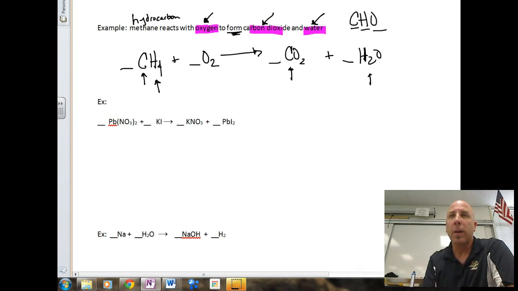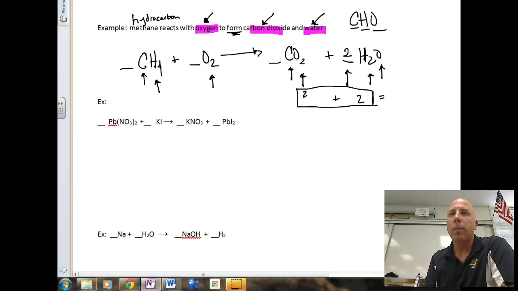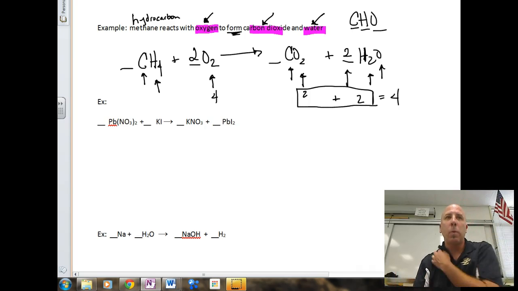On our product side, we have 2 hydrogens. So I'm going to put a 2 in front to balance out that. And then we're going to finish it all up with our oxygens. We have 2 oxygens here. We have 2 here. But we have to add in the 2 times 1 over on this side. So we have 2 there. So we have 2 plus 2 for a total of 4 oxygens on this side. And we want 4 oxygens on this side. So let's go ahead and place a 2 in front of here. And so now we're balanced.